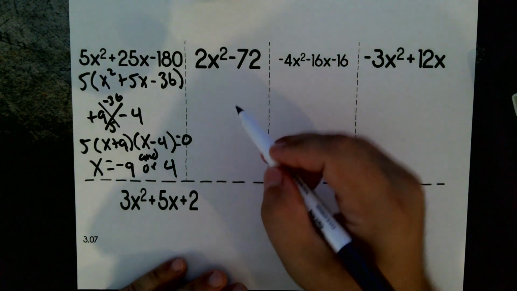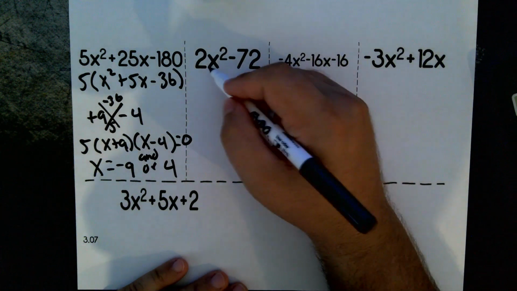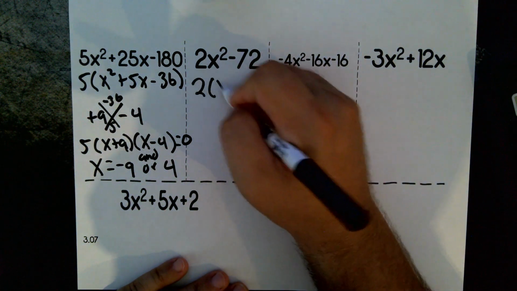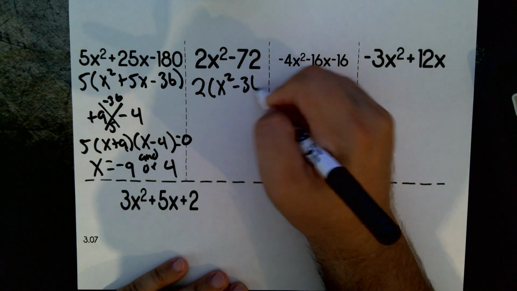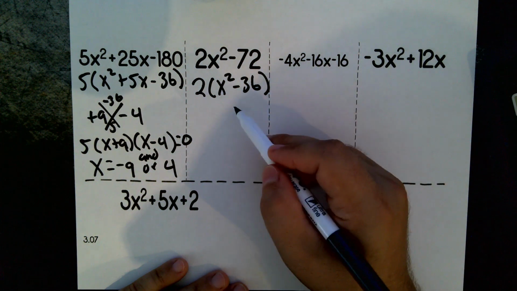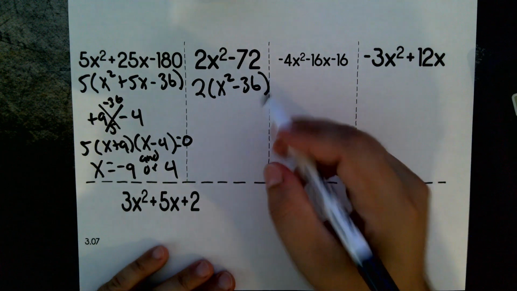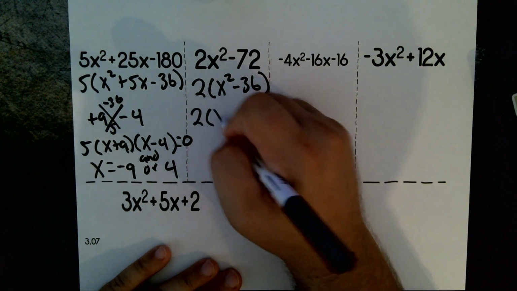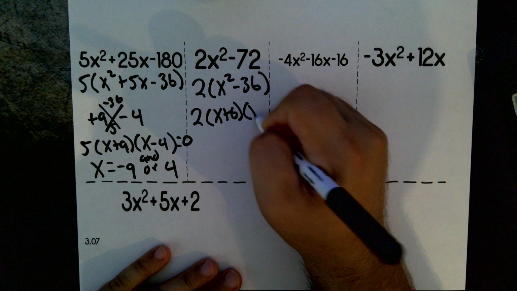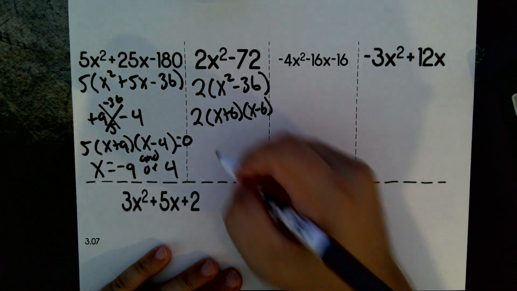All right, our next quadratic equation, I can factor out a 2. And this is a difference of squares. There's no b. So this is going to become an x plus 6 or minus 6. So we can have a positive or negative 6 as our solution.